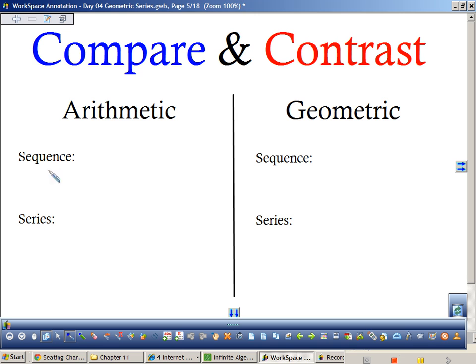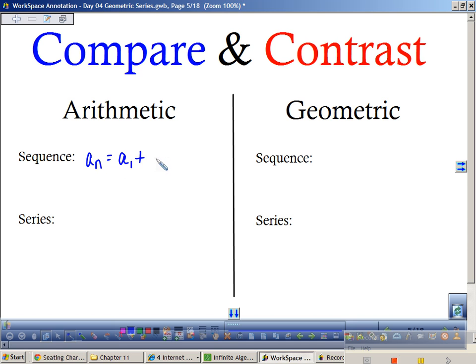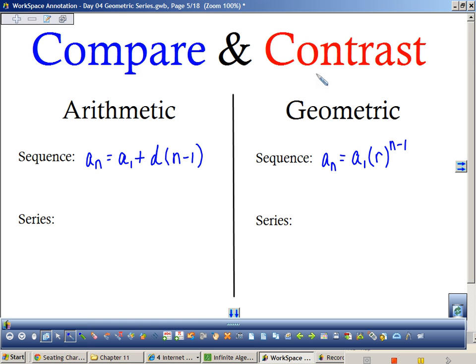Okay, so let's go over all of them. Arithmetic sequence. a_n equals what? a_1 plus the common difference times n minus 1. What's the geometric sequence look like? a_n equals what? Remember, it looks exponential. a_1 times r to the n minus 1. Okay, remember? So this one's adding, this one's multiplying, correct?